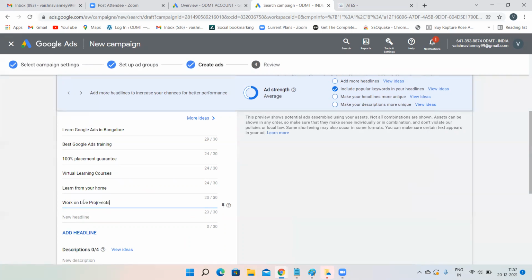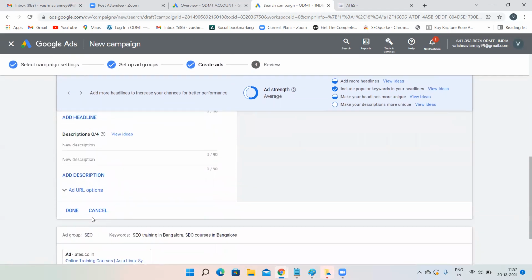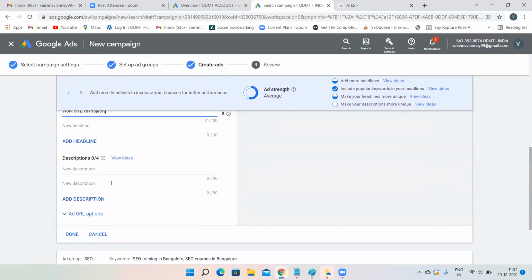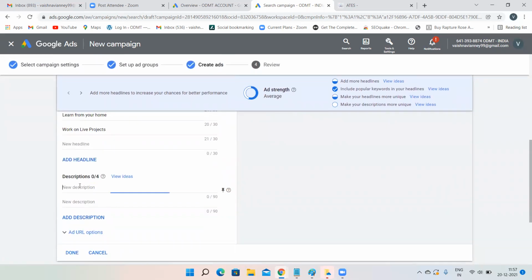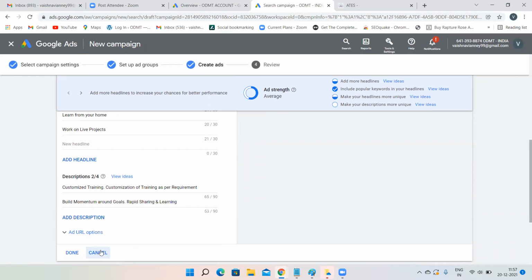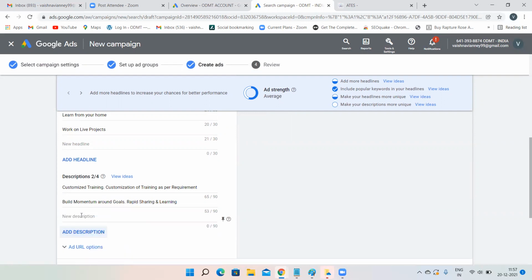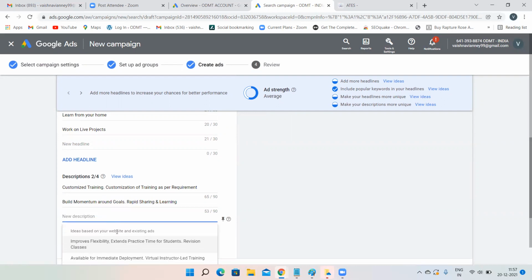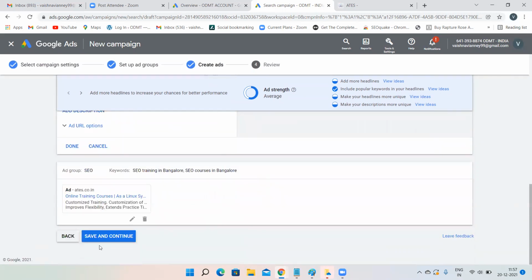Every word's first letter should be capital. Okay, as of now, these many I'm giving, and ad strength you can see over here, it's average. It's okay. Leave it. Okay, description also I should give, right? Let's give some description. Okay. Save and continue.